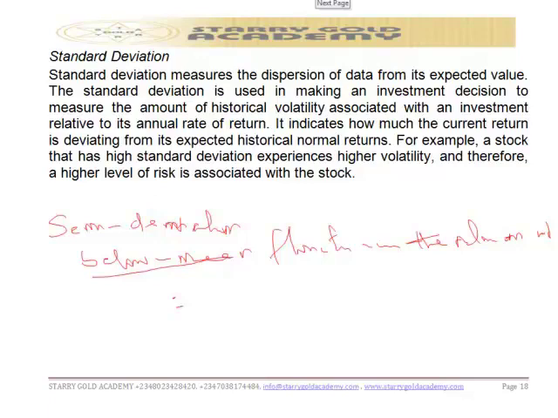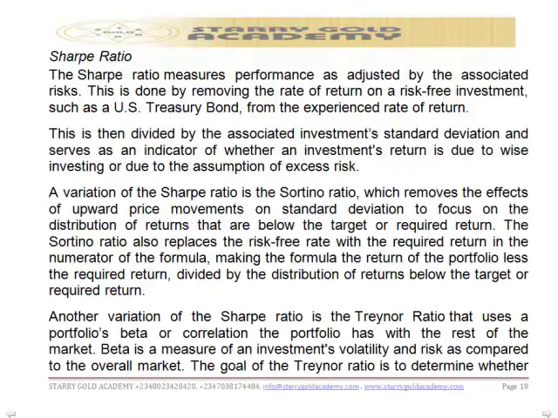Now the next one is the Sharpe ratio. Another risk measurement is the Sharpe ratio. The Sharpe ratio measures the performance as adjusted by the associated risk. The performance is adjusted by the associated risk. This is done by removing the rate of return on the risk-free asset, such as a treasury bond, from the expected rate of return.